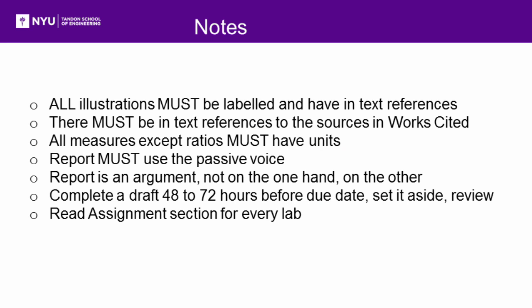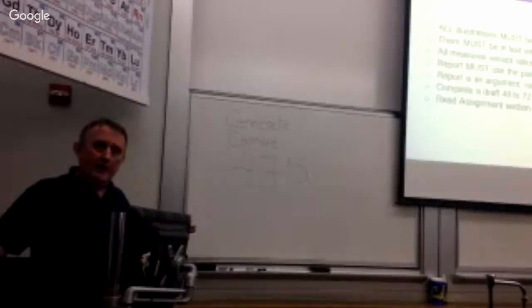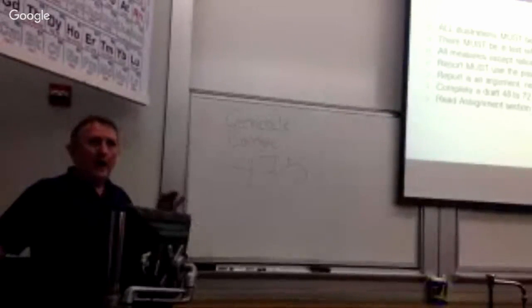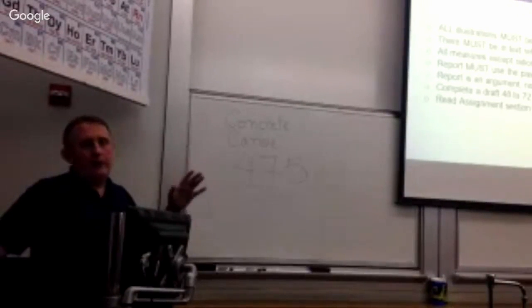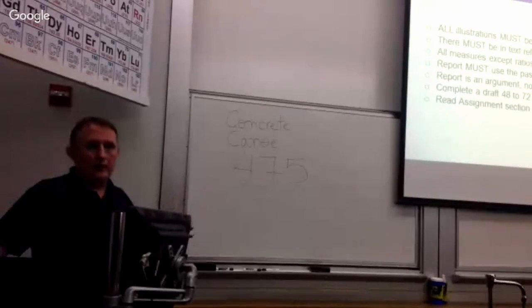There must be in-text references to the sources in your works cited section. So if you've got just the manual in there, you've got to have citations in your text to the manual from the works cited section. All in this class, all of your measures, with the exception of ratios, must have units. Everybody understand what I'm saying there? Like, you can't have a measure of heat without Fahrenheit, Celsius, Kelvin, whatever it is.